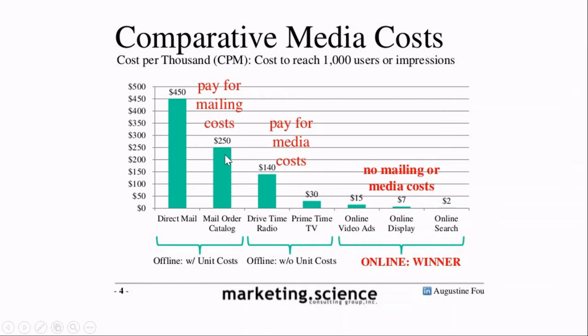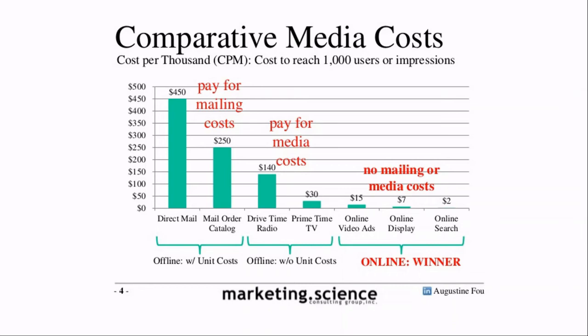It's about $450. Mail order catalogs is about $250. They're pretty expensive because they're mailing costs, printing costs, things like that. Radio and TV are also expensive, $140 and $30 respectively, because you've got to pay pretty significant media costs. Online display and search ads and video ads, there's no mailing or media costs, and lots of activity online these days, and so your cost per 1,000 is much cheaper going digital.